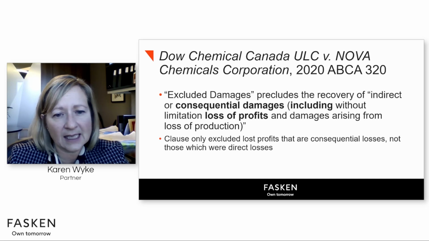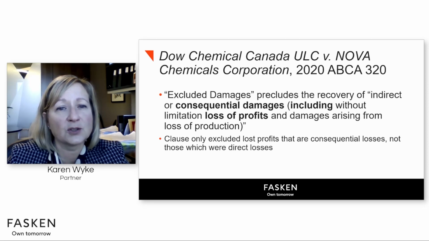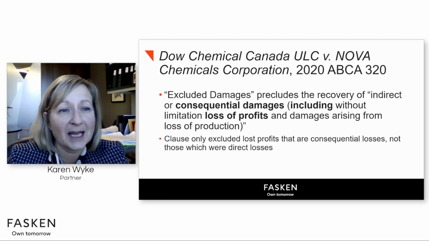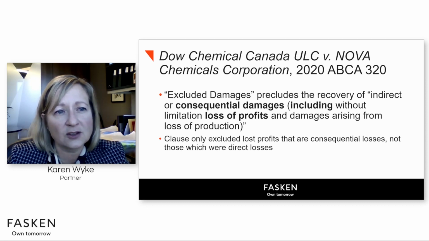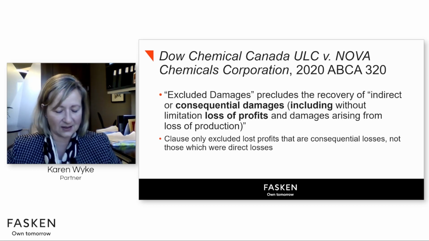The court found in that case that the clause only excluded lost profits that are consequential losses, not lost profits that were direct losses, i.e. that were foreseeable at the time the contract was made. And so that was a surprising result for a lot of us litigators, and the trial decision anyway, in Alberta, because despite the consequential loss waiver, the contracting party was awarded a $1 billion judgment for loss of profit. So that takes us to the next slide.